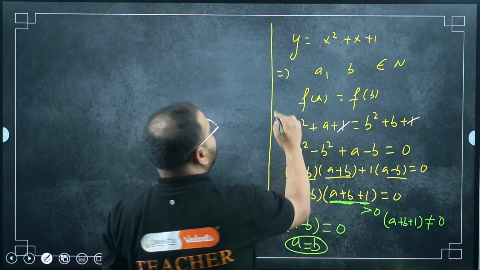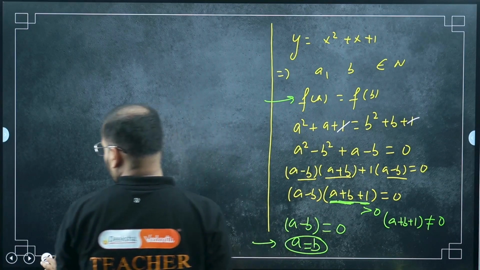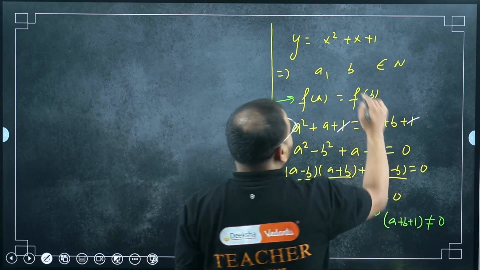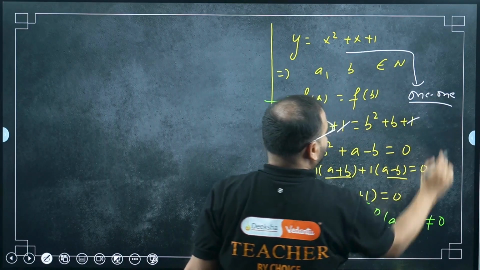You started here with f(a) equals f(b). We are getting here a equal to b, which means what is the function? The function is simply one-one.